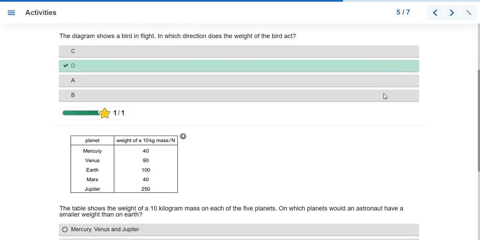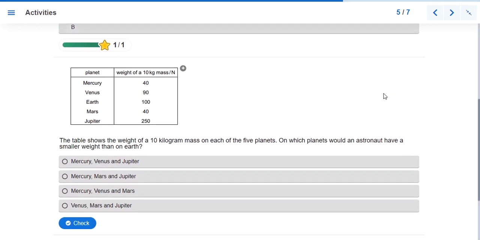Moving on. Looking at this table, we have planets and the weight of a 10 kilogram mass placed on each planet, and how they vary. For Mercury, we have 40, Venus 90, Earth 100, Mars 40, Jupiter 250. The table shows the weight of a 10 kilogram mass on each of the 5 planets. On which planet would an astronaut have a smaller weight than on Earth?